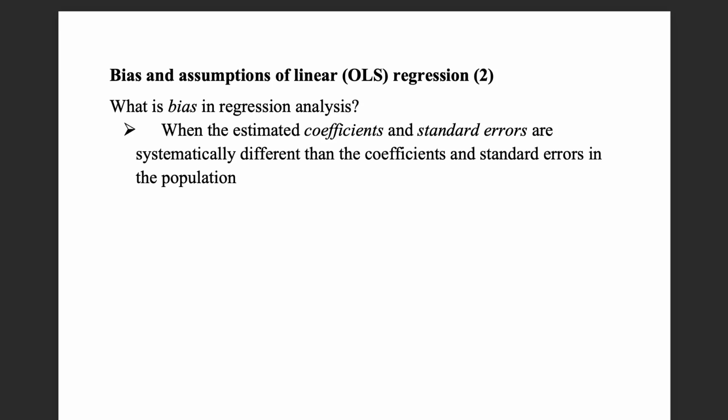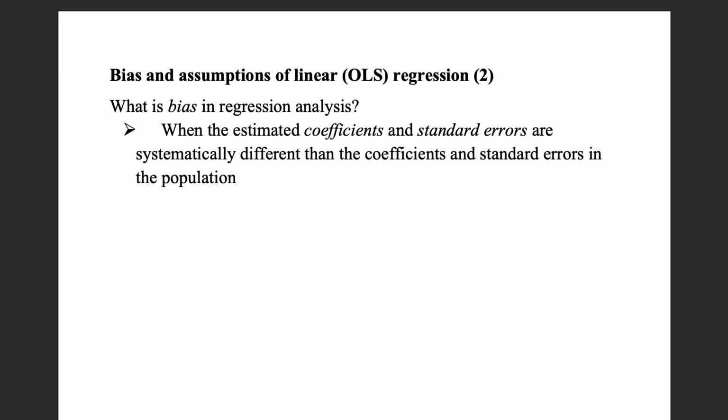So bias in regression analysis means that we have a systematic difference between our coefficients and/or our standard errors and the true population coefficients and standard errors that we try to say something about. Think about, for instance, a situation where you would repeat the analysis on every possible sample that you could take from a given population, and you would take the average of all those sample coefficients. That average turns out to be higher than the true population regression coefficient, or lower than the true population coefficient. That's a situation where you say, well, okay, here we have bias.